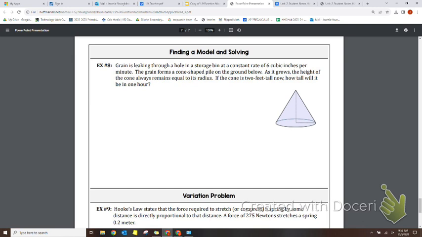All right, so one thing I noticed is in the problem it told me 6 cubic inches, but then I see 2 feet tall. So we need to convert one of those. It's easier to convert feet to inches. So this is just going to be 24 inches because there's 12 inches in a foot.